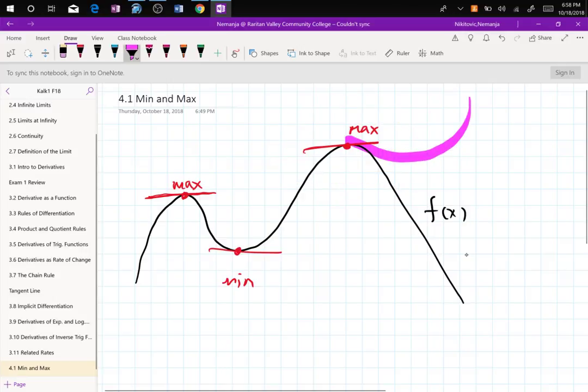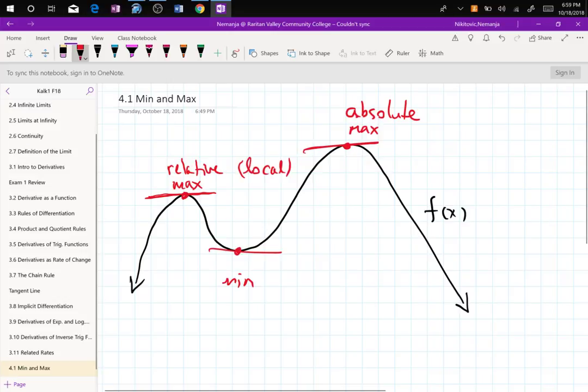Also note that the function never bends up, because the function will go forever down in this particular configuration, right? Now that makes this maximum here the absolute maximum. This is the absolutely highest point on the entire function, right? It is the highest y value that the function attains. Now that makes the other maximum relative or local. So relative max, also known as local max.